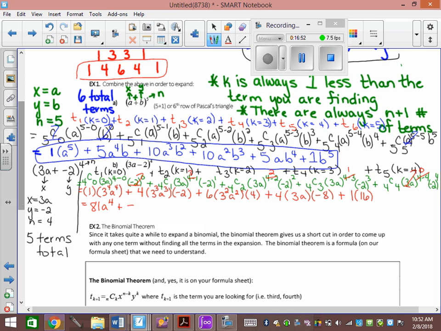Negative a cubed. Would we ever write plus a negative together like that? No, we would just write it as negative, right? Then we have plus 6 times 4 times 9. 24 times 9. What do you get?